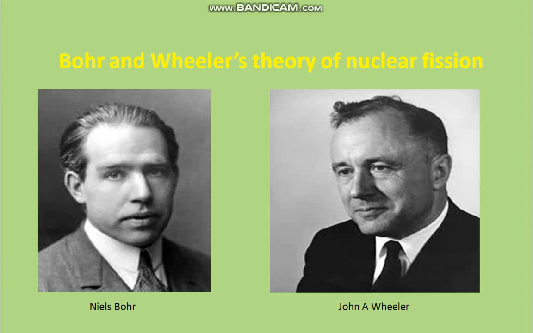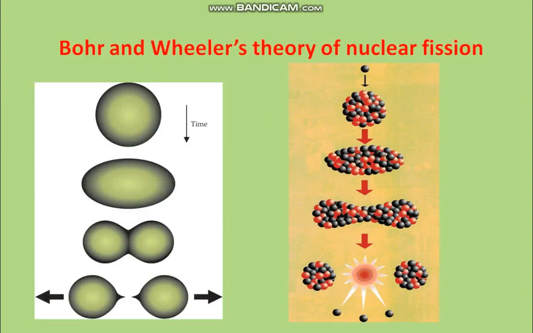Next is about Bohr and Wheeler's theory of nuclear fission. Niels Bohr and John A. Wheeler explained the nuclear fission process with the help of liquid drop model. You know that a liquid drop has a spherical shape due to surface tension. On applying external force, the sphere changes into ellipsoid, which may change into a dumbbell shape when the force is larger. This may break at a narrow end into two portions.